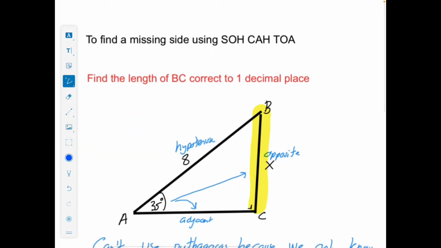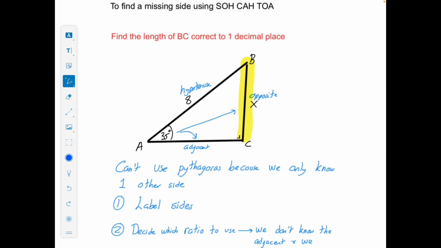The first thing I'd usually think about is, okay, can I use Pythagoras? I look at it, I see I know one side, but I don't know any other sides, so that rules out Pythagoras. The second Pythagoras is ruled out, you go, okay, must be SOHCAHTOA. So what I've written here is you can't use Pythagoras because we only know one other side, so I know I'm going to have to use SOHCAHTOA. Okay, so sine, cos or tan.